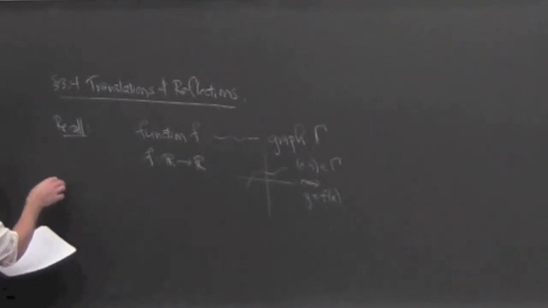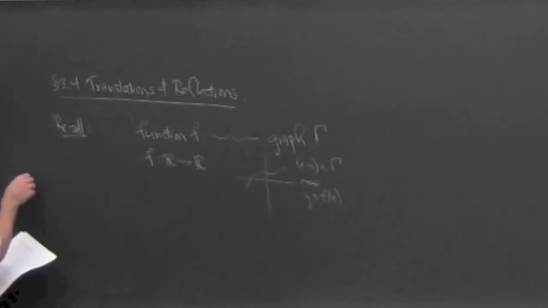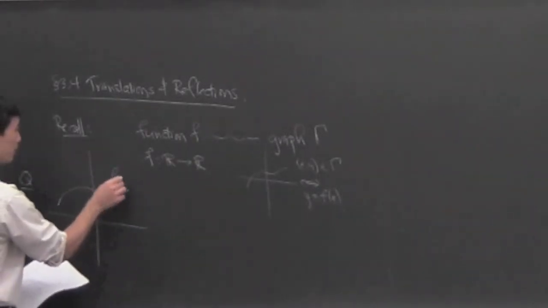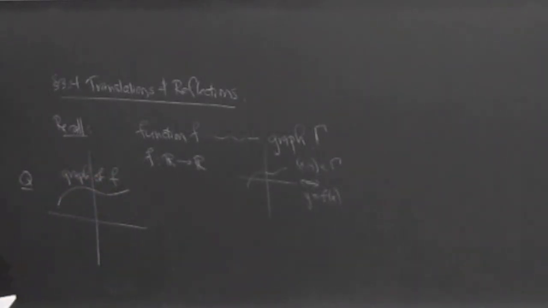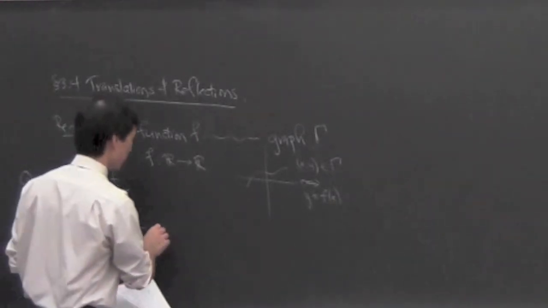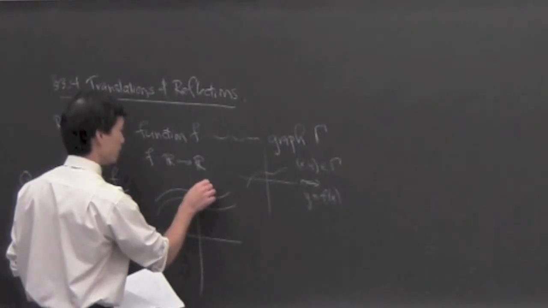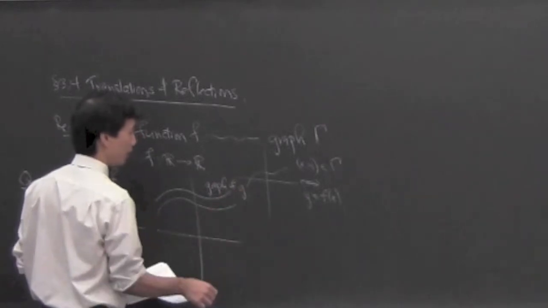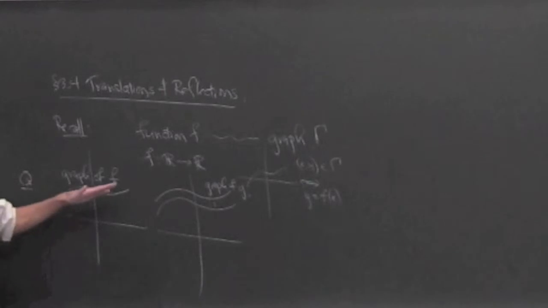Okay, so translations and reflections, it's something pretty straightforward. So here's the typical sort of thing that happens. Let's say that this is the graph of f. Here's the graph of f again, and you have another graph that is the graph of g. And you notice that the distance between these guys is 1. So the graph of g is exactly one unit shifted up.